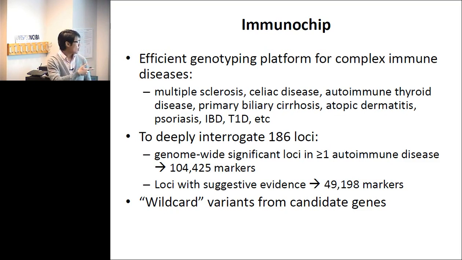Among those 190 loci that we focus on, we include loci that have achieved genome-wide significance in previous GWAS in at least one autoimmune disease. We also include loci that show suggestive evidence of association in previous GWAS studies. And we allow some investigators to submit genetic variants within loci that they are interested in looking at, okay? So we call it a wildcard region.